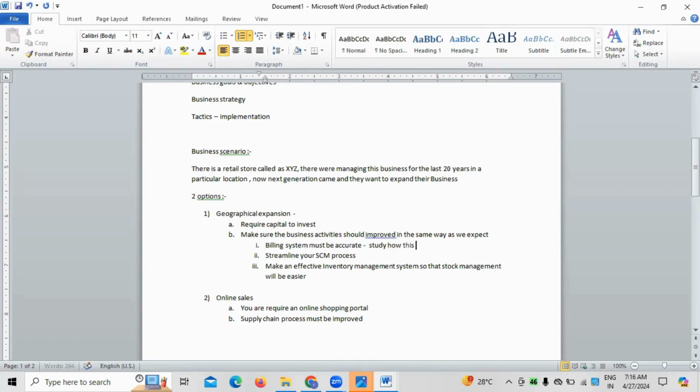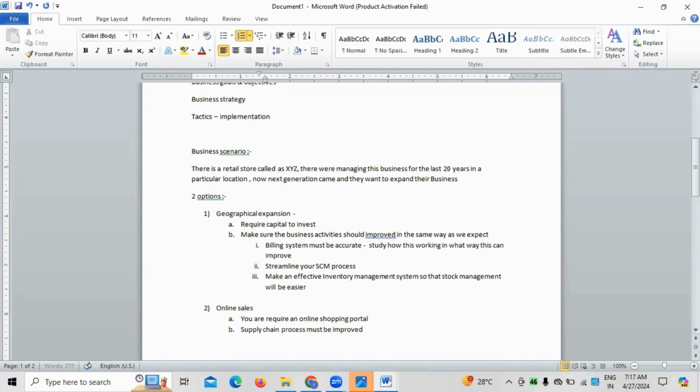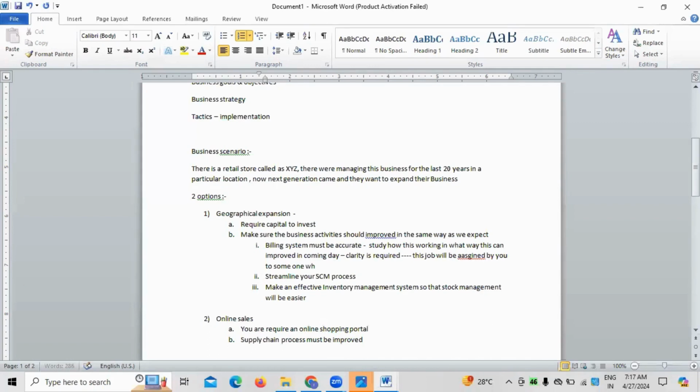how this is working, in what way this can be improved in coming days. So this clarity is required. To whom is it required? For a business owner, it is required. Now what you do? This job will be assigned by you to someone whom we call a product owner.